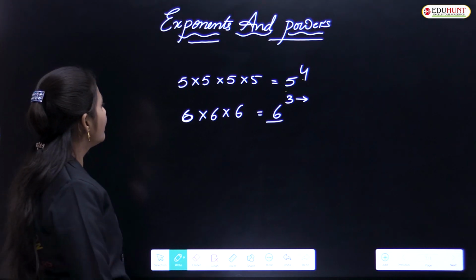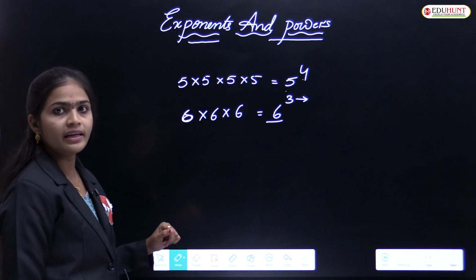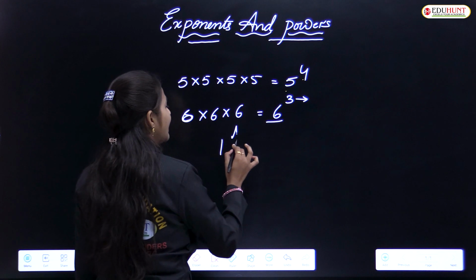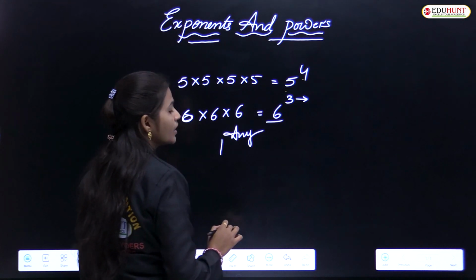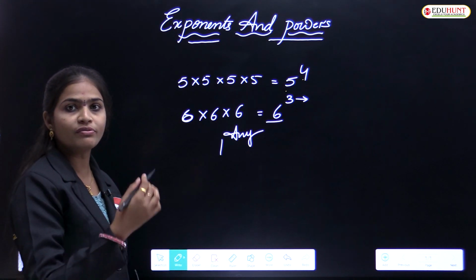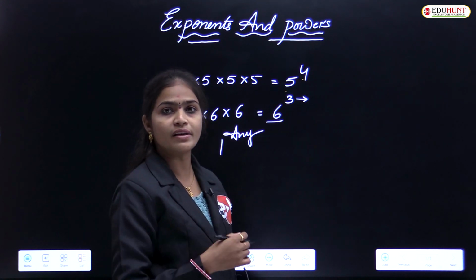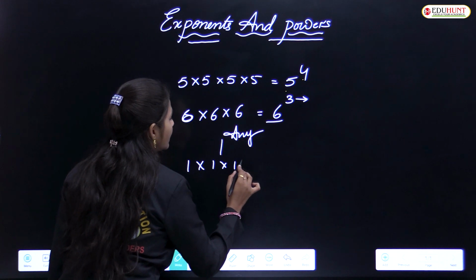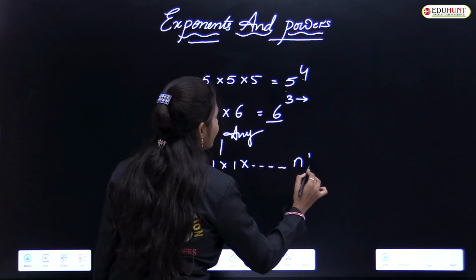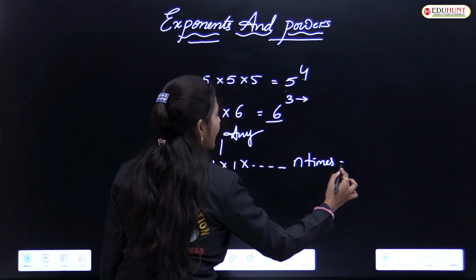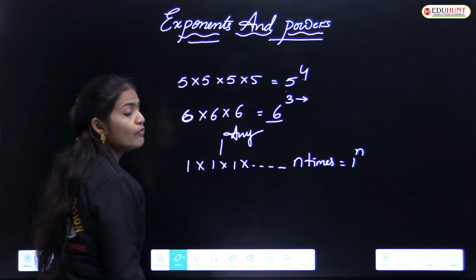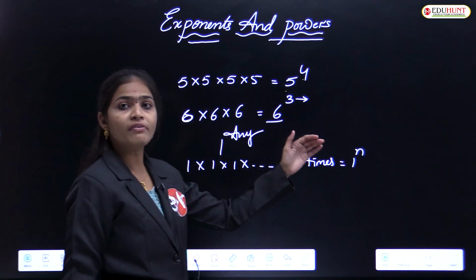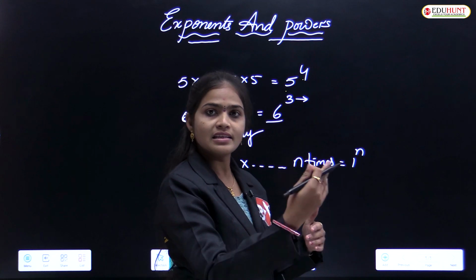Now, with positive numbers it is fine. Now, 1 power any number, what will you get? 1 power 1 is 1, 1 power 2 is 1, 1 power 3 is 1. So 1 into 1 into 1 and so on up to n times we write as 1 power n. 1 power n, since 1 into 1 is equal to 1, is 1.